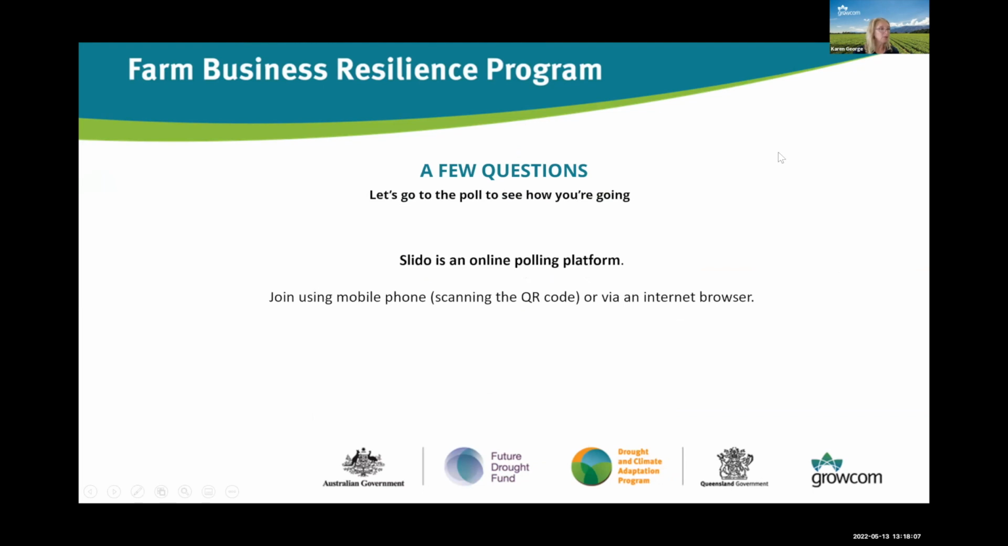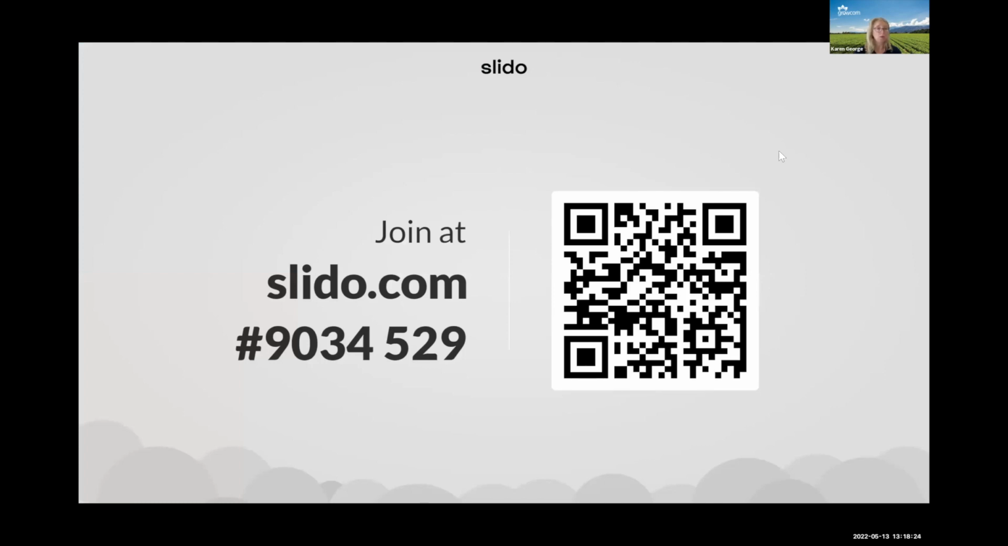What we'll do now is just ask you a few questions to see how you're going. This is the part where I mentioned you'll need to get your mobile phones. I'm going to get Nat to share with you the next part on what to do. Okay, thank you, Karen. If you just grab out your mobile phone, we're all quite used to taking pictures of a QR code. All you need to do is open up your camera and scan that QR code, and it will take you to the online polling platform Slido. Other option, if you prefer to use your web browser, you can go to slido.com and insert that number, and that will also link you through.